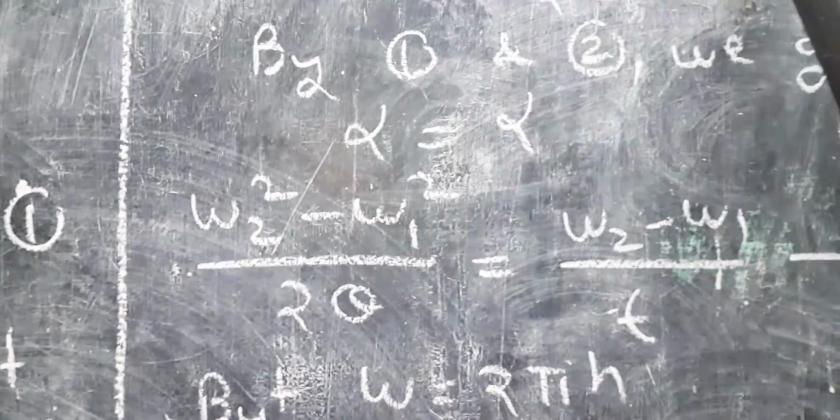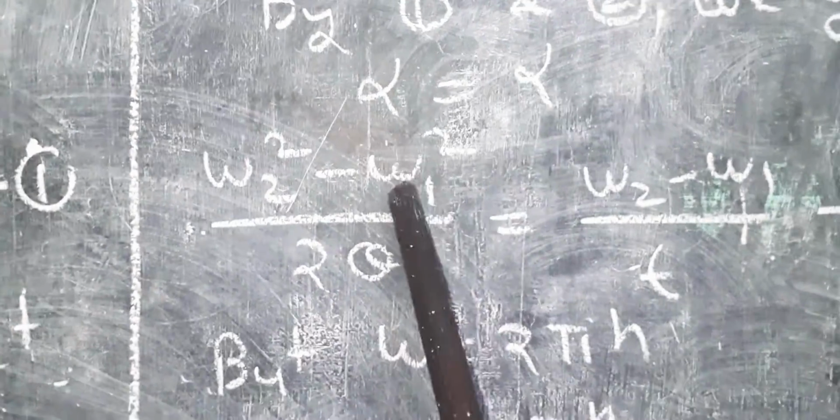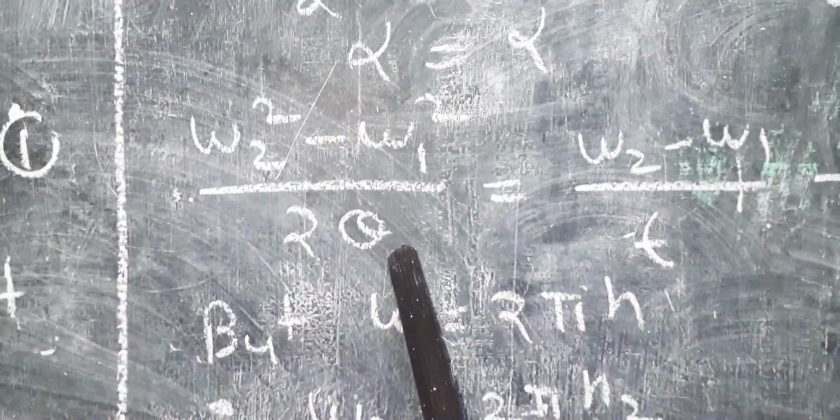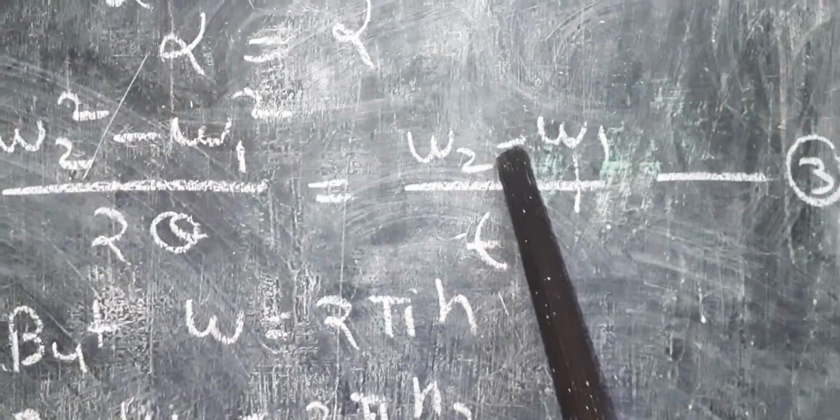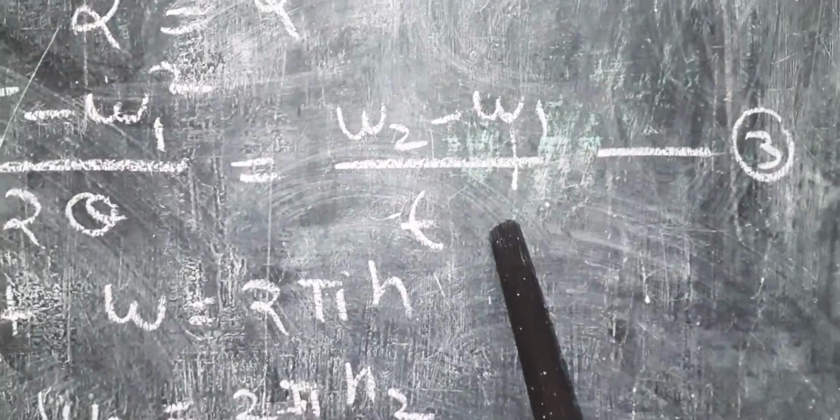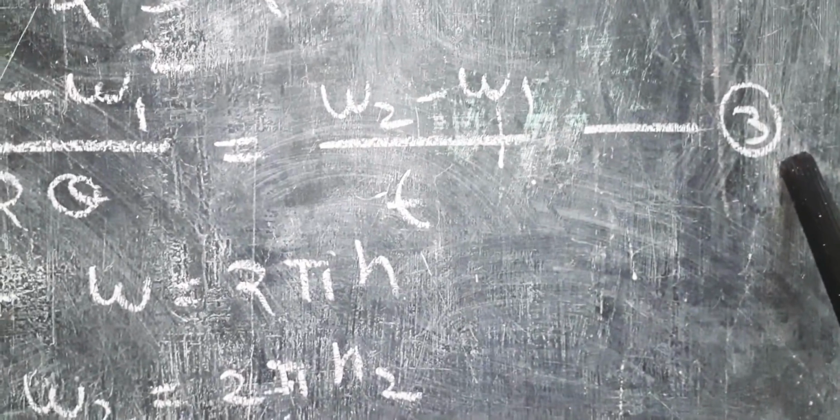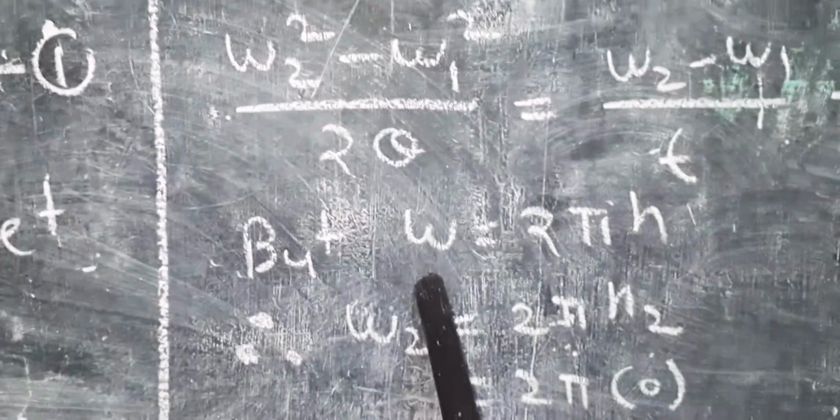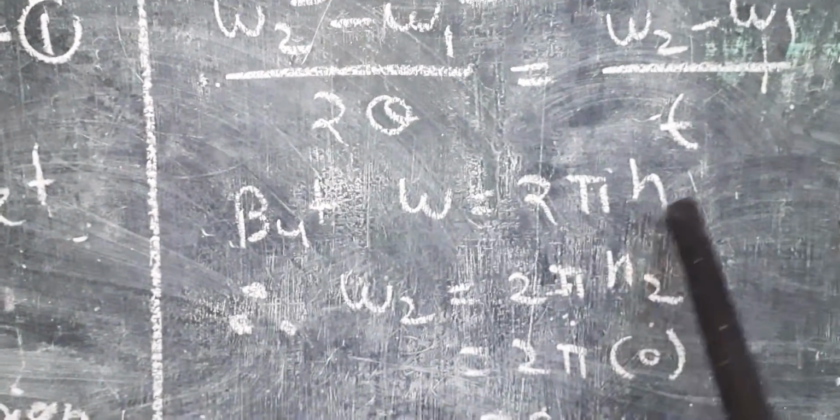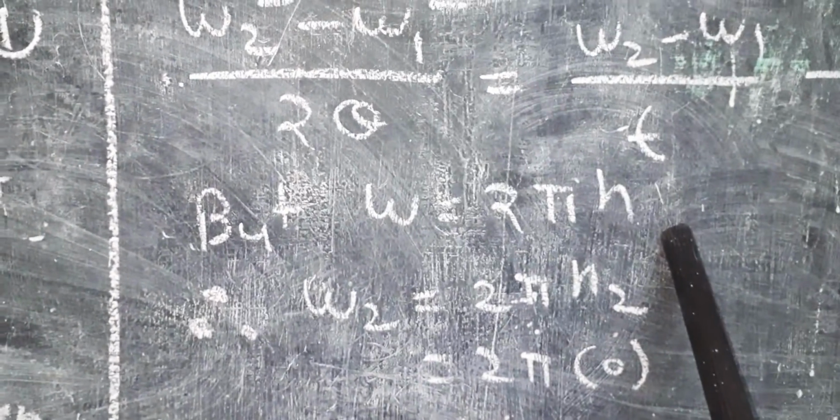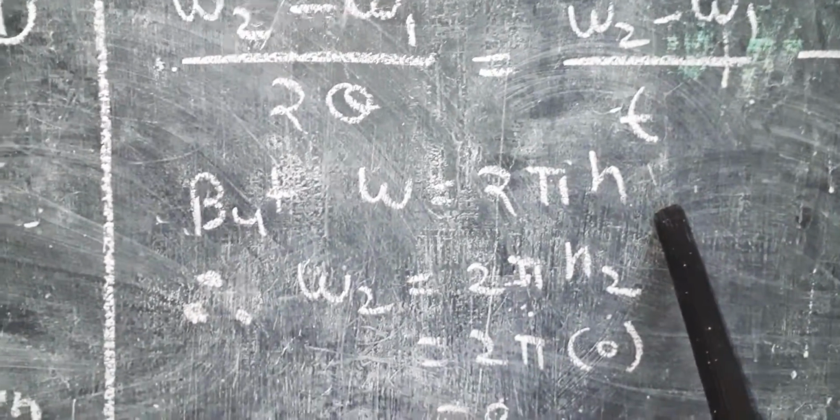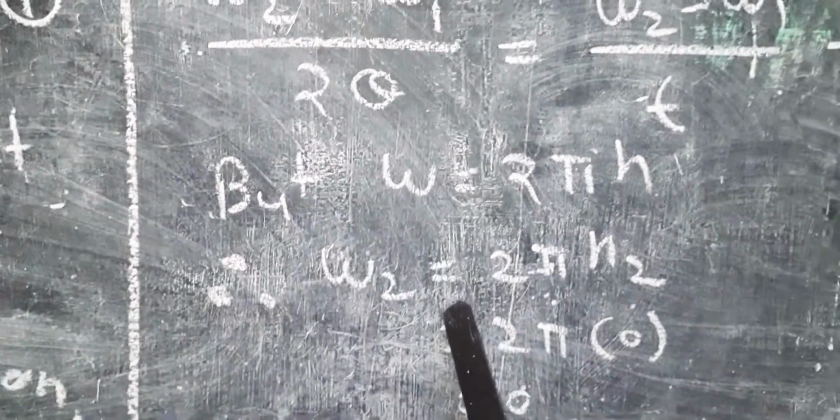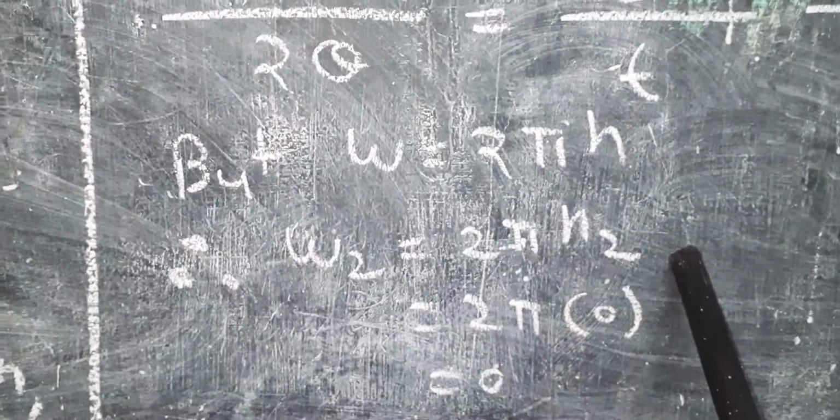Right hand side of this equation we get (omega 2 square minus omega 1 square) upon 2 theta is equal to (omega 2 minus omega 1) upon t, equation number 3. We know the standard formula omega is equal to twice pi n. We have seen this formula in previous standard. This is the standard formula. So in place of omega 2 we can write twice pi n2.